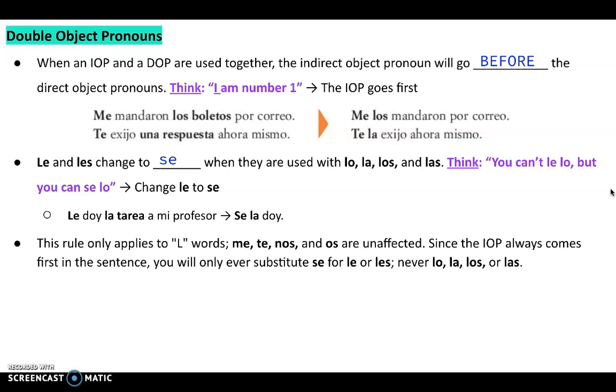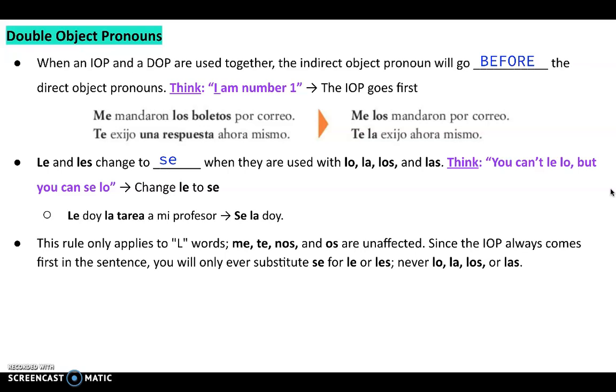So an example is of the original sentence with an indirect object pronoun and a direct object, la tarea, would be le doy la tarea a mi profesor. If we wanted to change la tarea to a direct object pronoun, we would say se la doy a mi profesor. Okay, so we wouldn't say le la doy. So remember, you can't lay low, you can't lay slow, but you can say low.